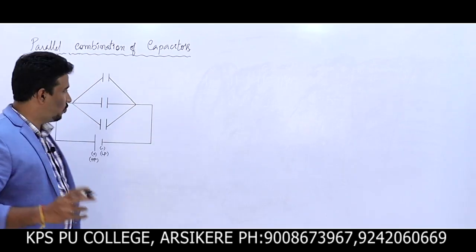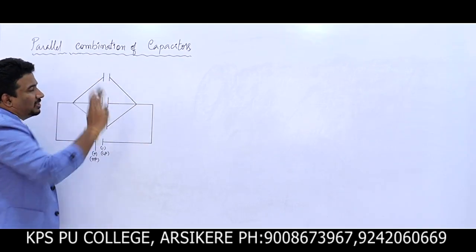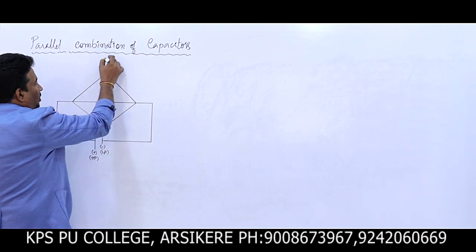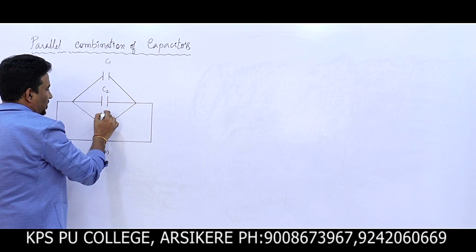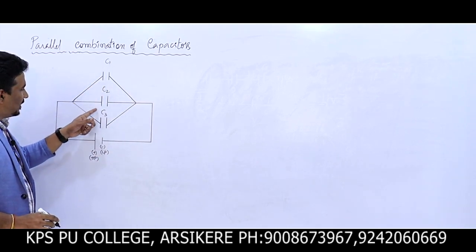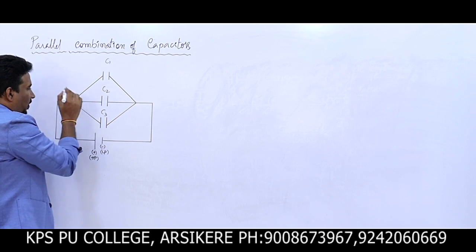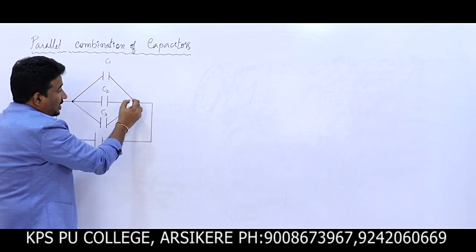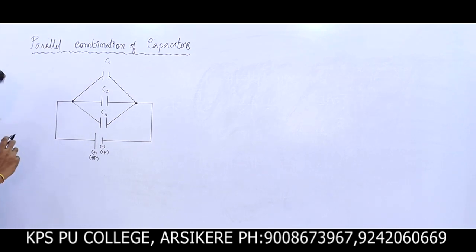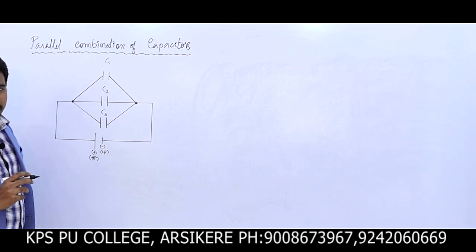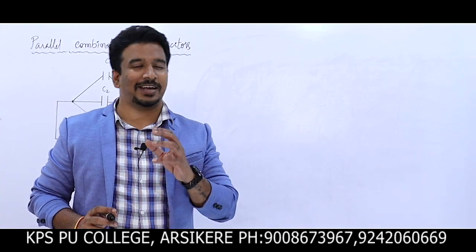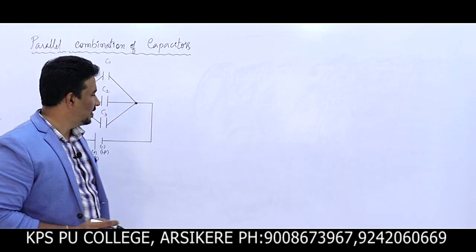Children, now we are discussing parallel combination of capacitors. Look here, these are the three capacitors of capacitance C1, capacitance C2 and capacitance C3. One end of each capacitor is connected to this point and another end of each capacitor is connected to this point. Now look here, first we need to study what is the charge distribution on them and what is the potential difference across each capacitor. That is our interest here.